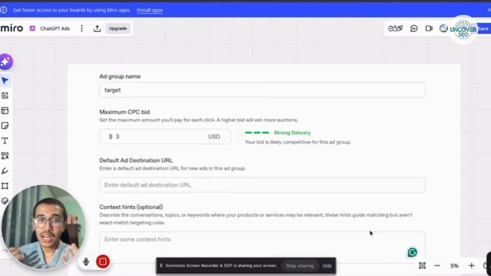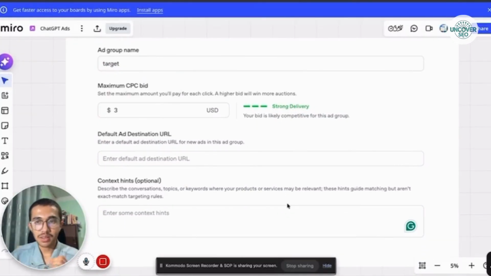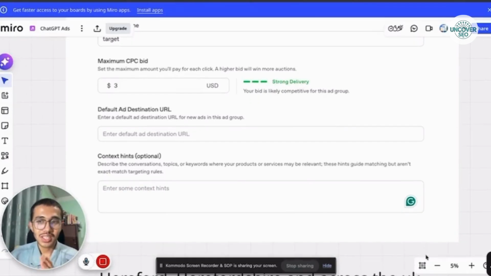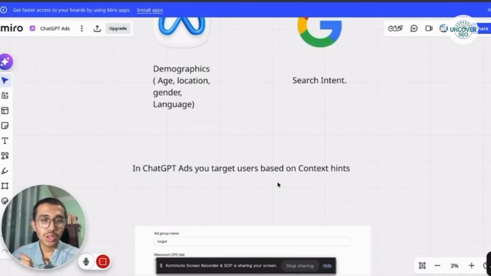Again, what are context hints? Context hints are the conversations, topics, or keywords where our products or services may be relevant. These hints guide matching, but they aren't exact-match targeting rules. So here we have to put in the conversations that our dream buyer is likely to have. This is how the platform works, and it is completely different from Google and Meta.